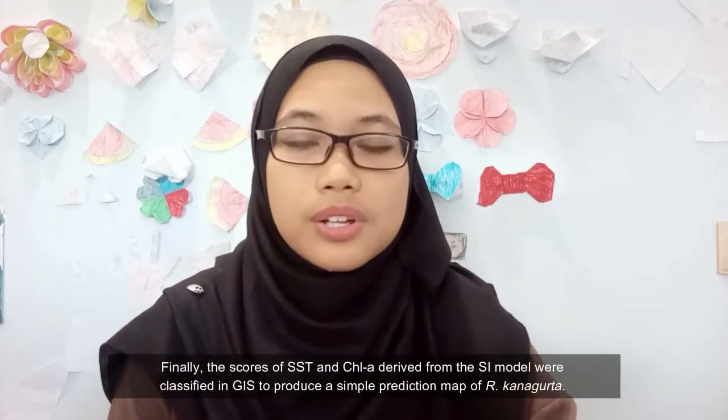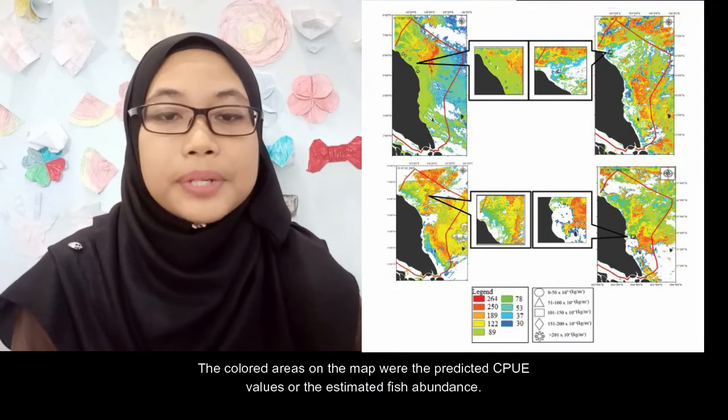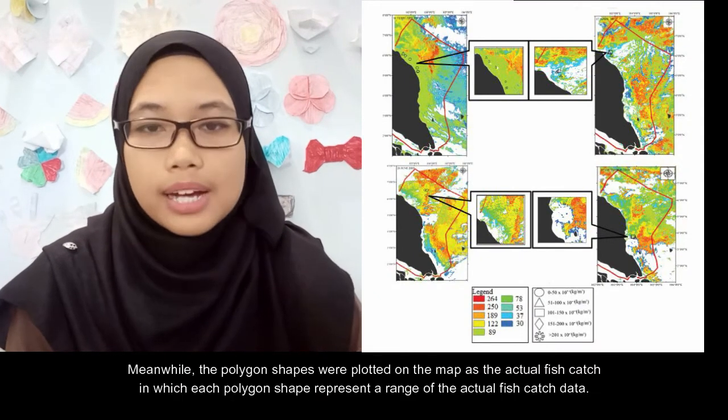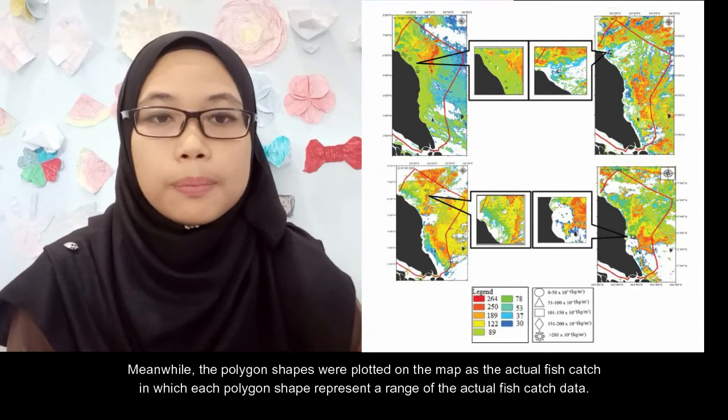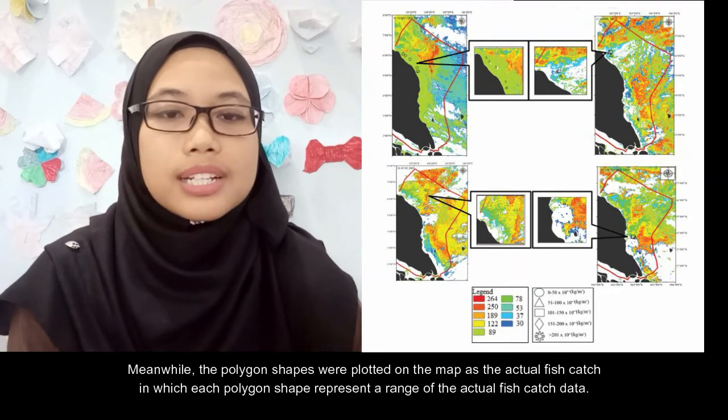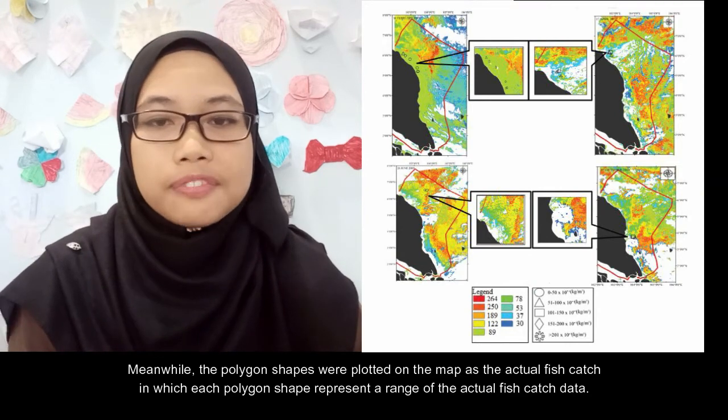Finally, the scores of SST and chlorophyll A derived from the suitability index model were classified in GIS to produce a simple prediction map of R. kanagurta. The colored areas on the map were the predicted CPUE values or the estimated fish abundance. Meanwhile, the polygon shapes were plotted on the map as the actual fish catch, in which each polygon shape represents a range of the actual fish catch data.